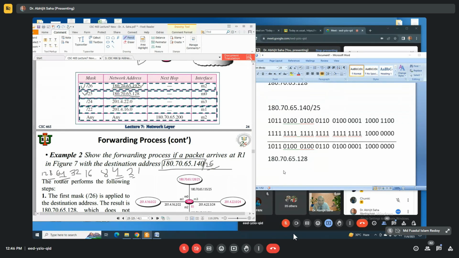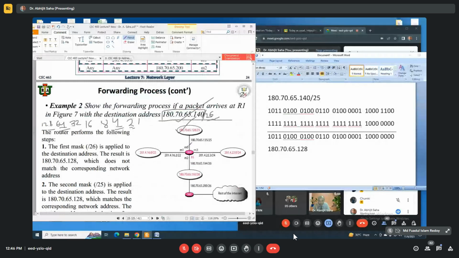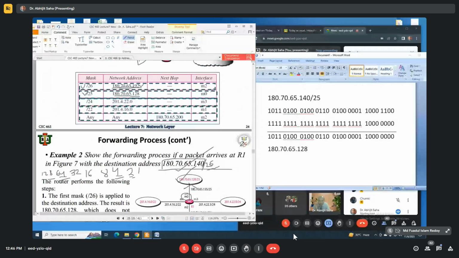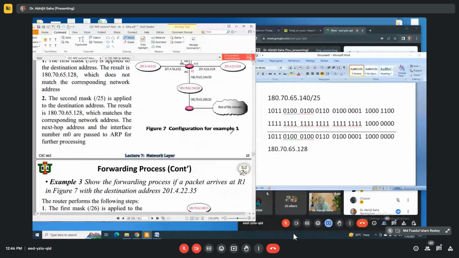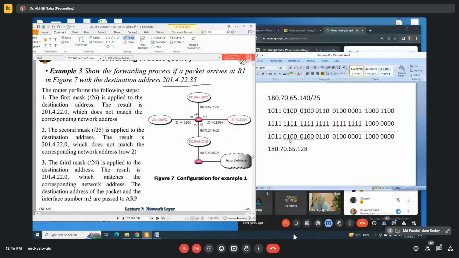It's matching. That means router one understands that the packet it has received is for this network. And it is going to send the packet through the M0 interface, right? So you can see that M0 interface. Understand or not? Yes, sir. So we have here two examples, with different addresses, and the same way you can do it.